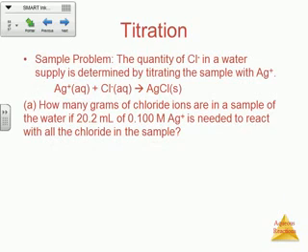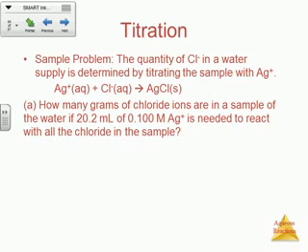Alright, here's a sample problem, and this is a little bit tricky. And this will be probably the last one that we do. I may skip this last one just for the sake of time. So we've got Cl minus chloride ions in a water supply. And sometimes you can figure out how much chloride is in there by adding some silver to it and seeing how much silver chloride precipitates.